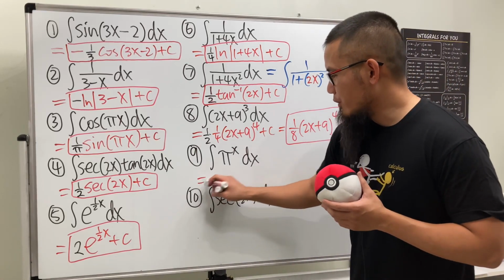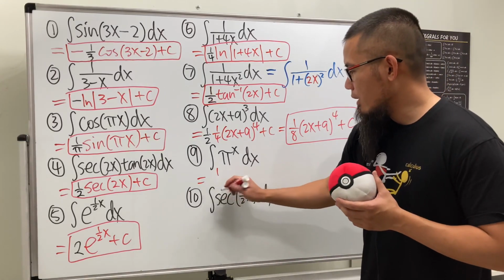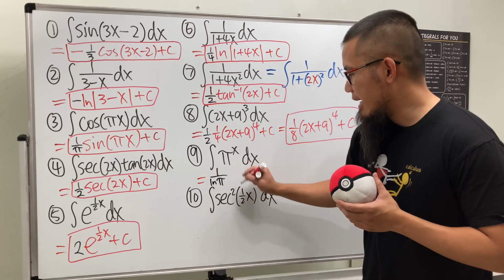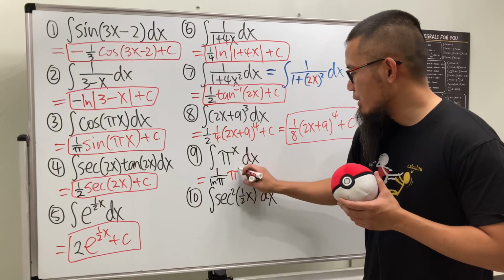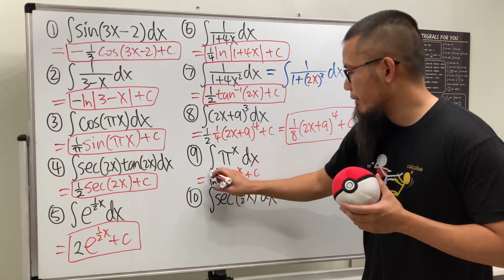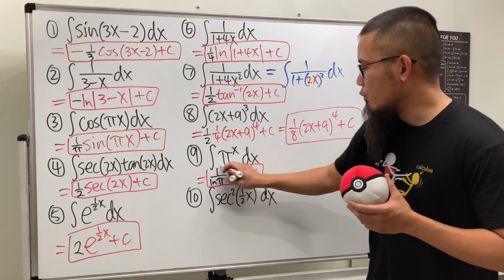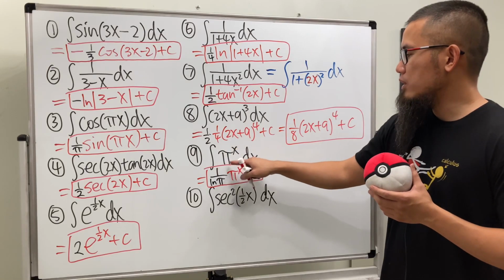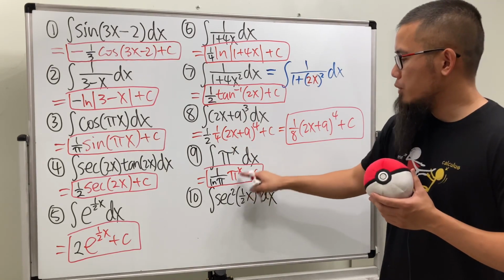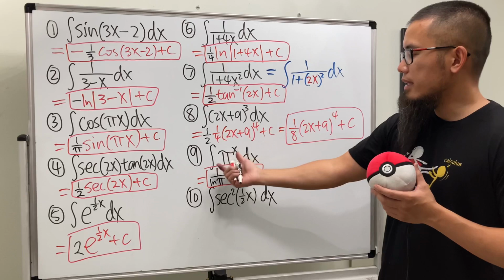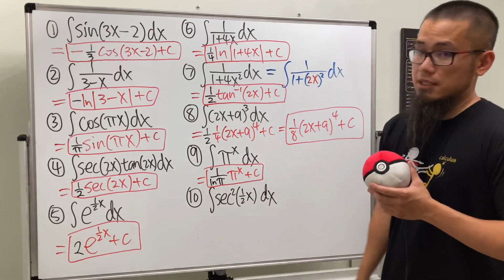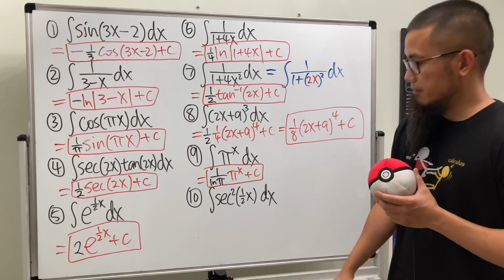Number 9, pi to the x. Alright, I'll write down the answer for you guys first. 1 over ln pi, and then multiply by pi to the x power plus c. There's actually a very nice formula you can just remember. Whenever we have a base b to the x power, you get b to the x, but if you're doing the antiderivative, if you're doing the integral, you divide it by ln of the base. So that will do it for that.